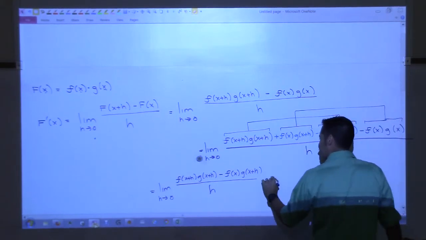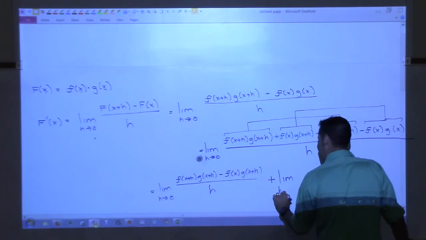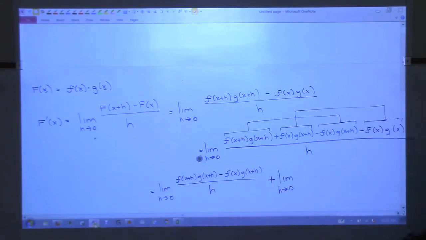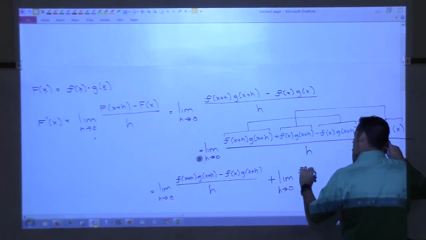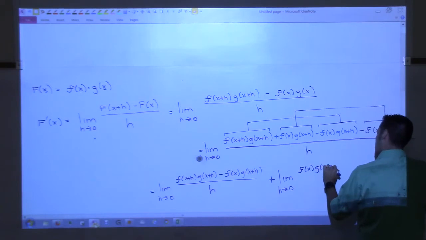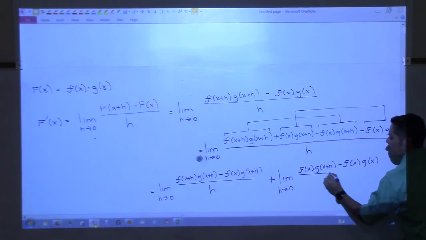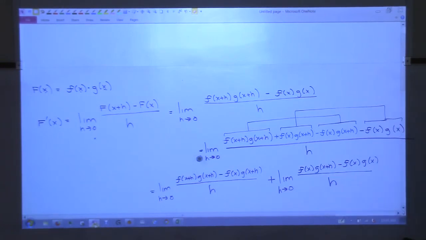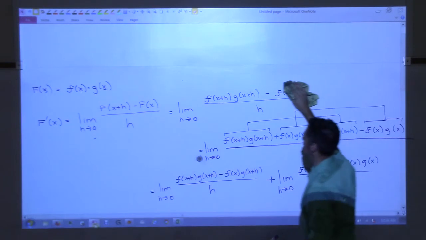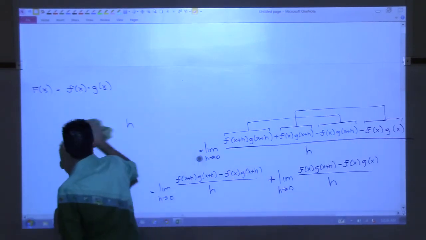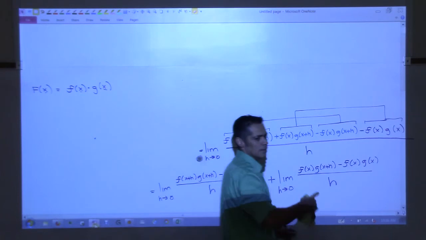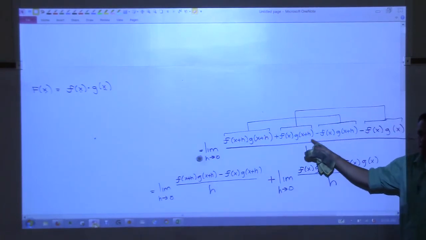And then I'm going to separate this plus, I'm going to do a separate limit, h goes to 0, and now I'm going to take this one and this one, all right? So that'll be f of x, g of x plus h minus f of x, g of x. All of that over h. Y'all there? Still with me? Still awake? Okay. What an incredible way to attack this thing, to come in here with something like that.